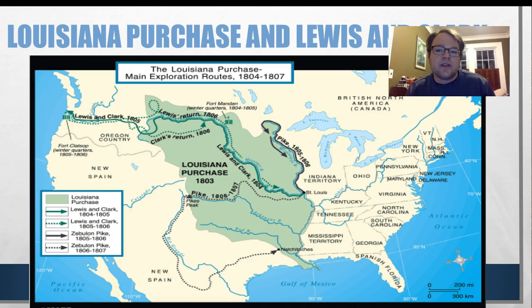Spanish traders and others have told them about it. They have a good idea of the size of the country. On the way back, Clark and Lewis split up to travel more land. They keep very intricate journals. They're very, very good artists. They bring back a lot of specimens of animals and plants. That is really going to change the way America thinks about territory and gaining land.